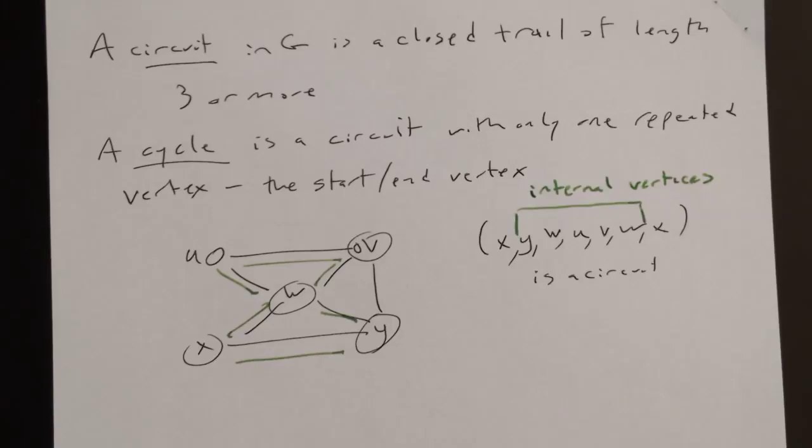So when we talked on Wednesday about a UV walk, a walk that went from U to V, U and V were the not internal vertices, whatever else was in the middle there. Those are the internal vertices. The reason I mention this is because the definition in the textbook of a cycle is it is a circuit that does not repeat any internal vertex.